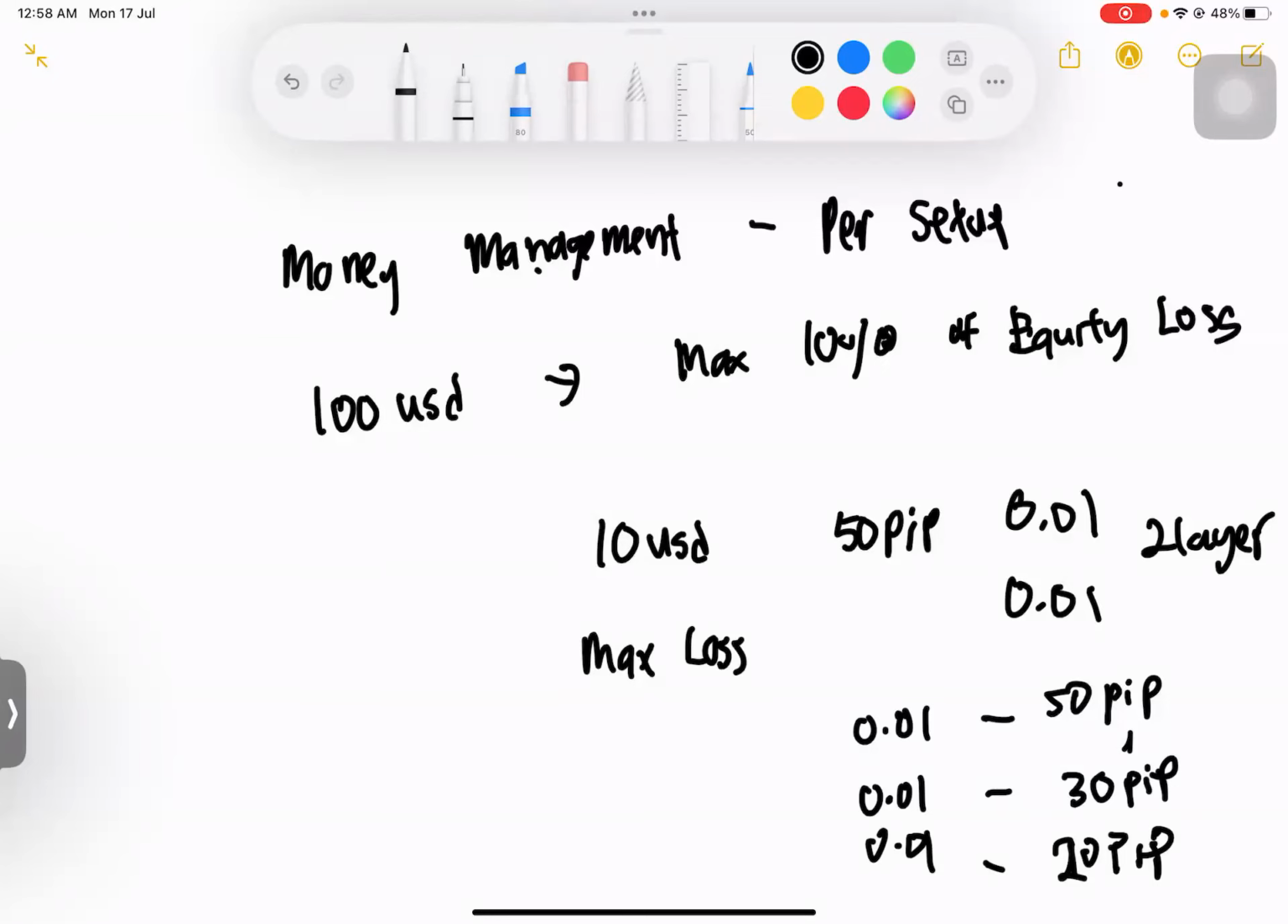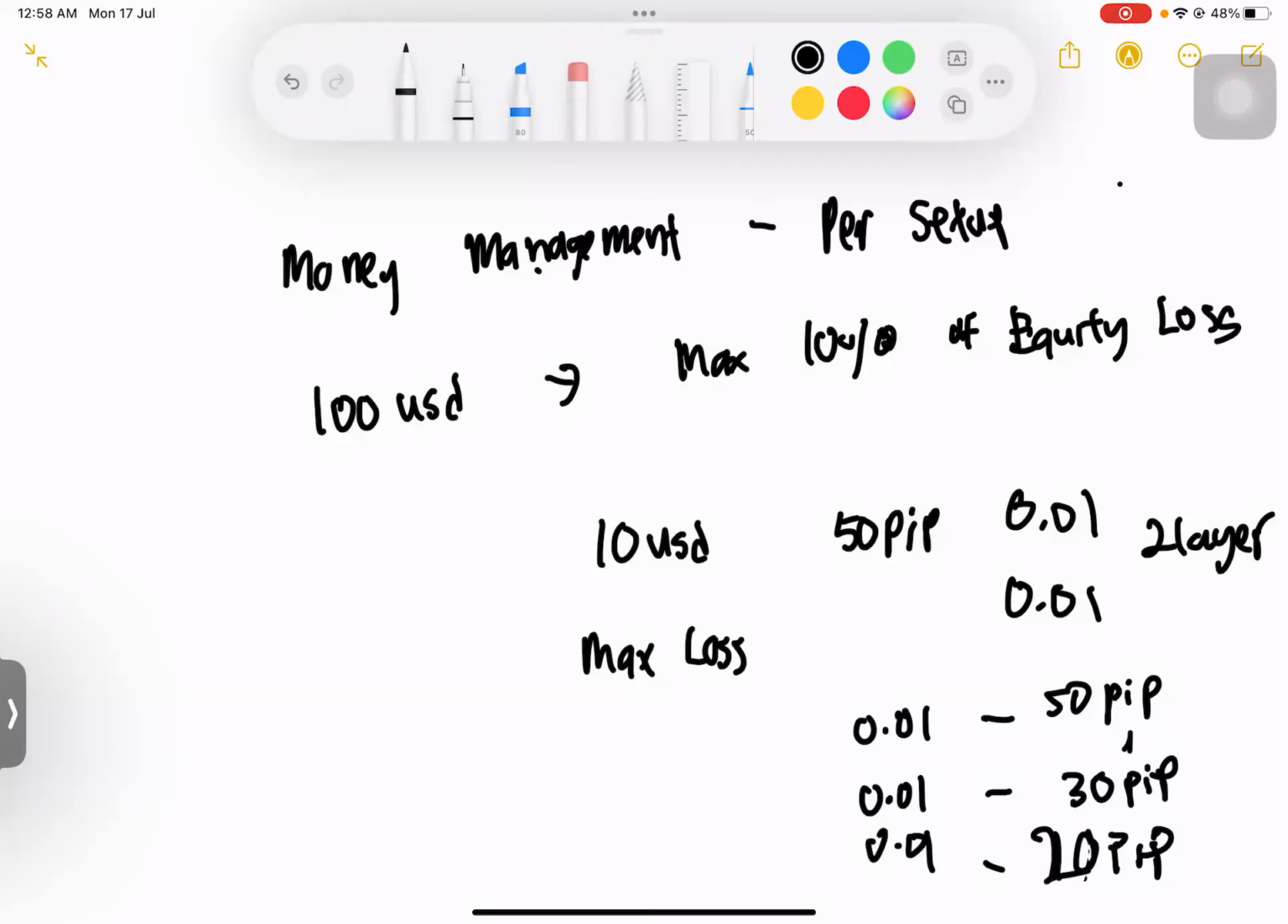Hey, let me see. Wait a minute, there might be something wrong here. This one is 10 pips. Is it $5, $3, 20 pips? Okay, let me erase this. This one is 10 pips. So you have to move to 20, not 10, 20.